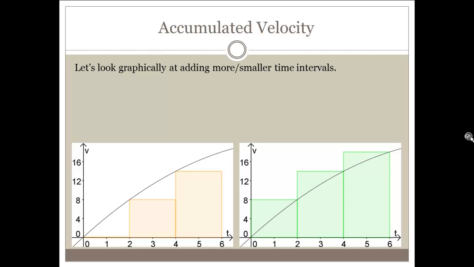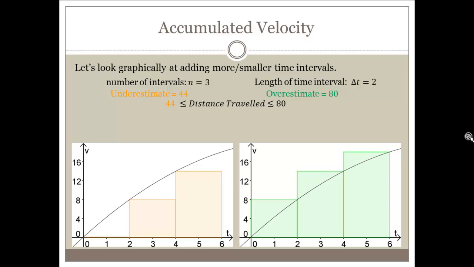In our first approximation, we used 3 time intervals, which were 2 seconds each. We will refer to the number of time intervals as n and the length of the time interval as delta t. Here we calculated an underestimate of 44 feet and an overestimate of 80 feet, and represented these using the rectangles below. So we could conclude that the distance traveled was somewhere between 44 and 80 feet.